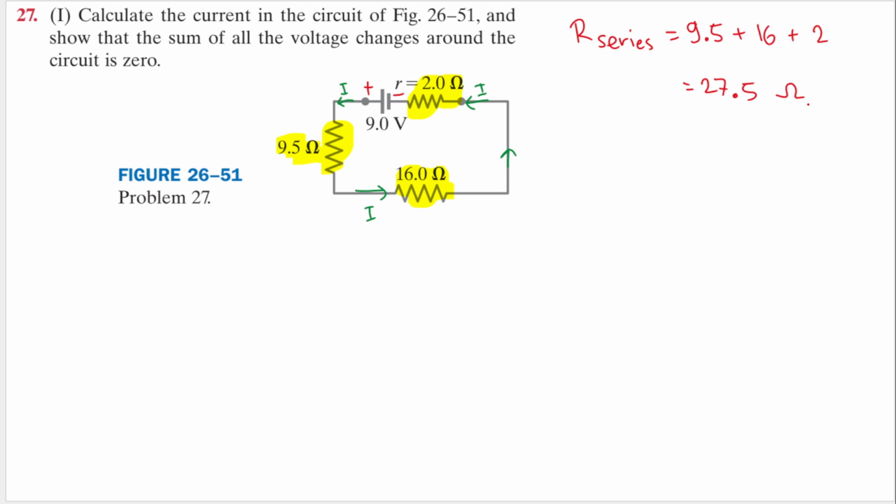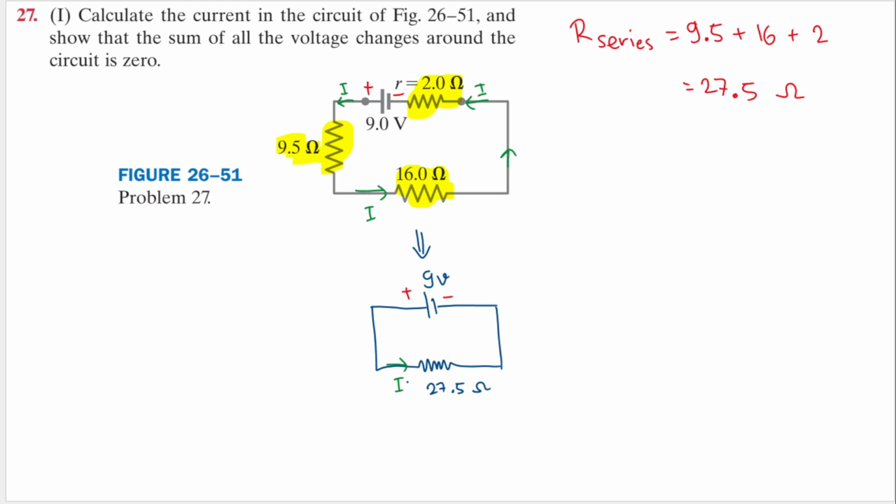Okay, so we can redraw the circuit here with a single battery and a single resistance. So we will have a 9-volt battery here, and then a single resistance here. And this is the positive side of the battery, this is the negative side, and this is the R series, which is 27.5 ohm. And this is the current that passes through it. We name that as I.